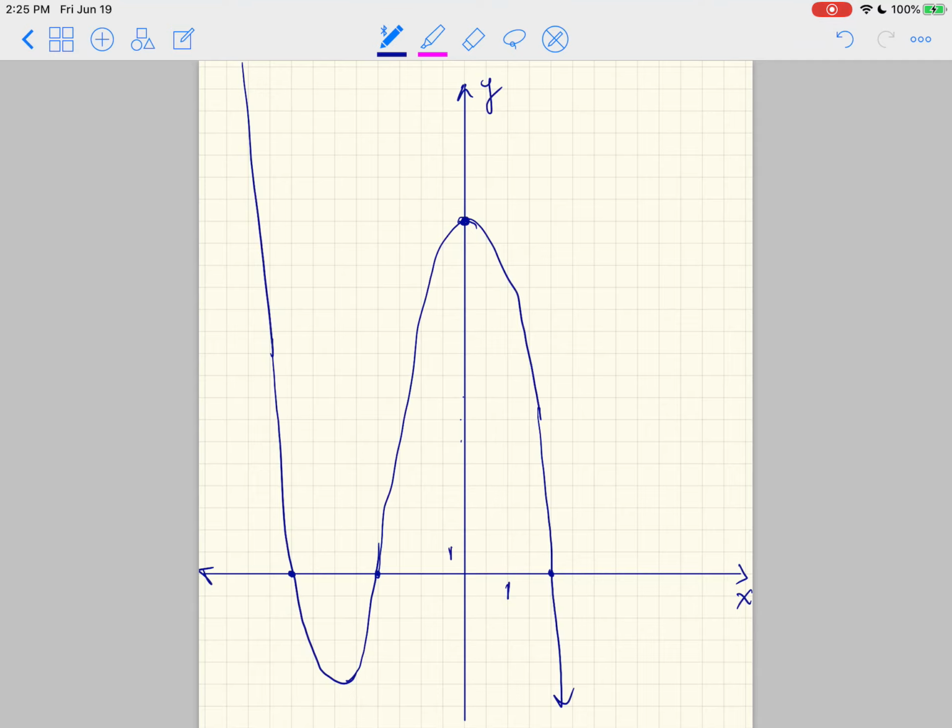You can see I'm lifting my pencil. This isn't the greatest thing ever. And you can always check your answer on the calculator just by plotting this, just to see if you're getting the right basic shape. So there it is. There is my polynomial function.